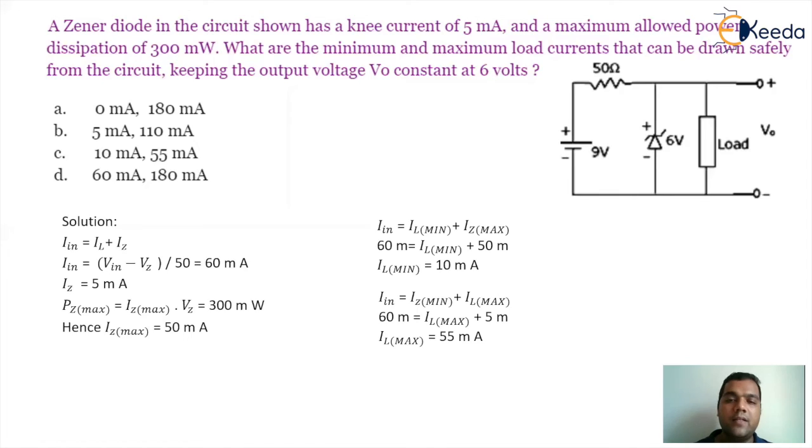So IN is 60 milliampere, IL max is unknown, and Iz min can be equal to the knee current, that is 5 milliampere. On substituting, the value of IL max comes out to be 55 milliampere. So if you observe, the lowest value of load current is 10 milliampere and the highest value of the load current is 55 milliampere. So the correct answer for this question is option C. 10 milliampere and 55 milliampere are the respective values of minimum and maximum load currents.